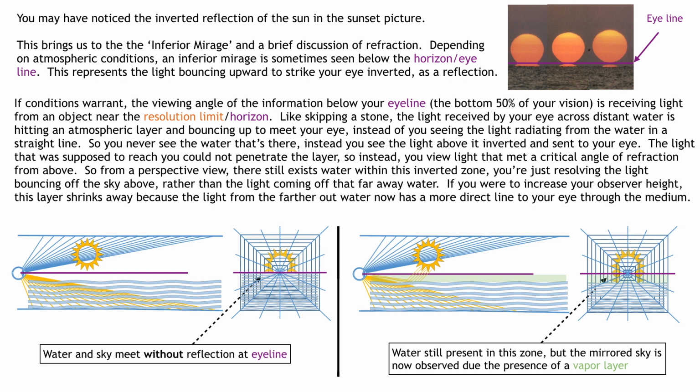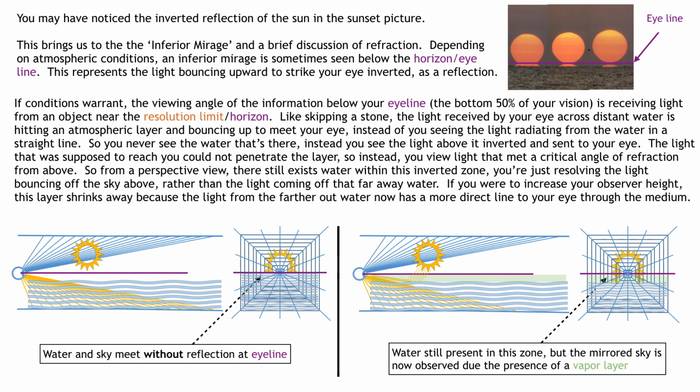If conditions warrant, the viewing angle of the information below your eye line, which is the bottom 50% of your vision, is receiving light from an object near the resolution limit or the horizon. Like skipping a stone, the light received by your eye across distant water is hitting an atmospheric vapor layer that is less dense and bouncing up to meet your eye, instead of you seeing the light radiating from the water in a straight line. So you never see the water that's there within this mirage zone. Instead, you see the light above it inverted and sent to your eye like a mirror.